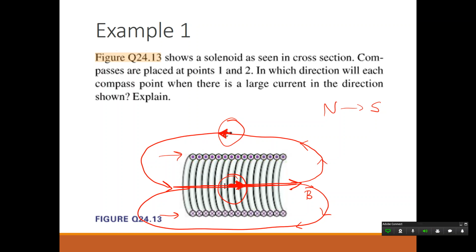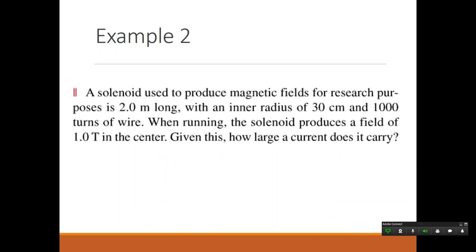All right, next example. A solenoid used to produce a magnetic field for research purposes is 2 meters long. Okay, perfect. There's our L. With an inner radius of 30 centimeters and 1,000 turns of wire. Running, the solenoid produces a field of 1 Tesla. Given this, how large a current does it carry?